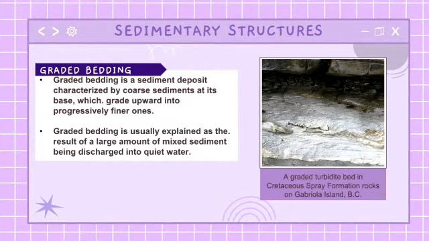So, the next one is the graded bedding. Graded bedding is a sediment deposit characterized by coarse sediments as its base, which grade upward into progressively finer ones. Graded bedding is usually explained as the result of a large amount of mixed sediment being discharged into quiet water. An example is this graded turbidite bed in Cretaceous Spray Formation rocks on Gabriola Island.